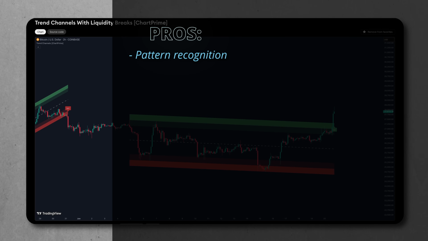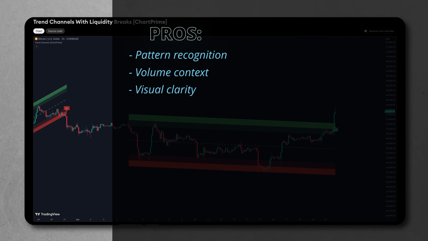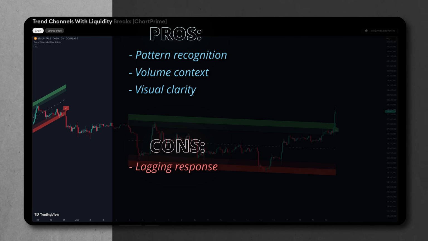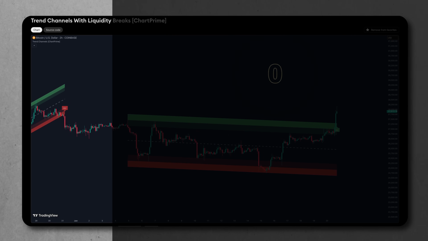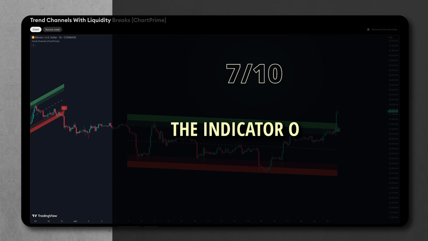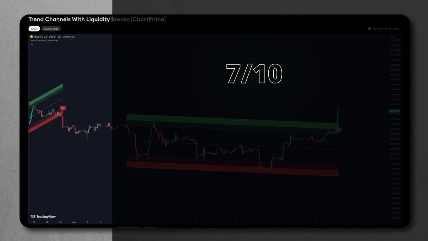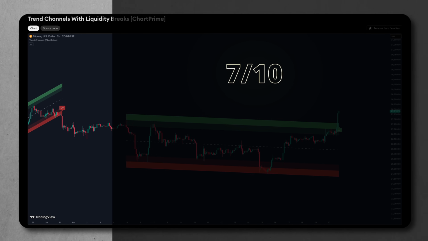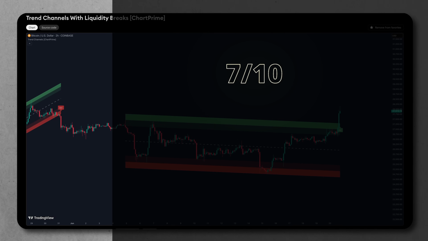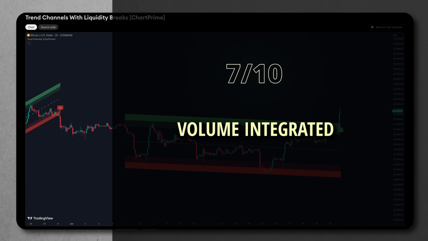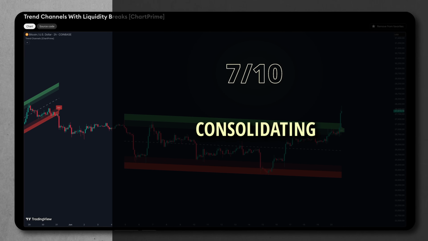Pros: pattern recognition, volume context, visual clarity. Cons: lagging response, parameter sensitivity, conceptual complexity. Ranking: 7 out of 10. The indicator offers strong trend visualization with added liquidity context, enhancing standard channel analysis. Best suited for experienced traders, as it requires tuning and technical understanding. Volume-integrated breaks provide valuable insight, though effectiveness drops in consolidating markets.